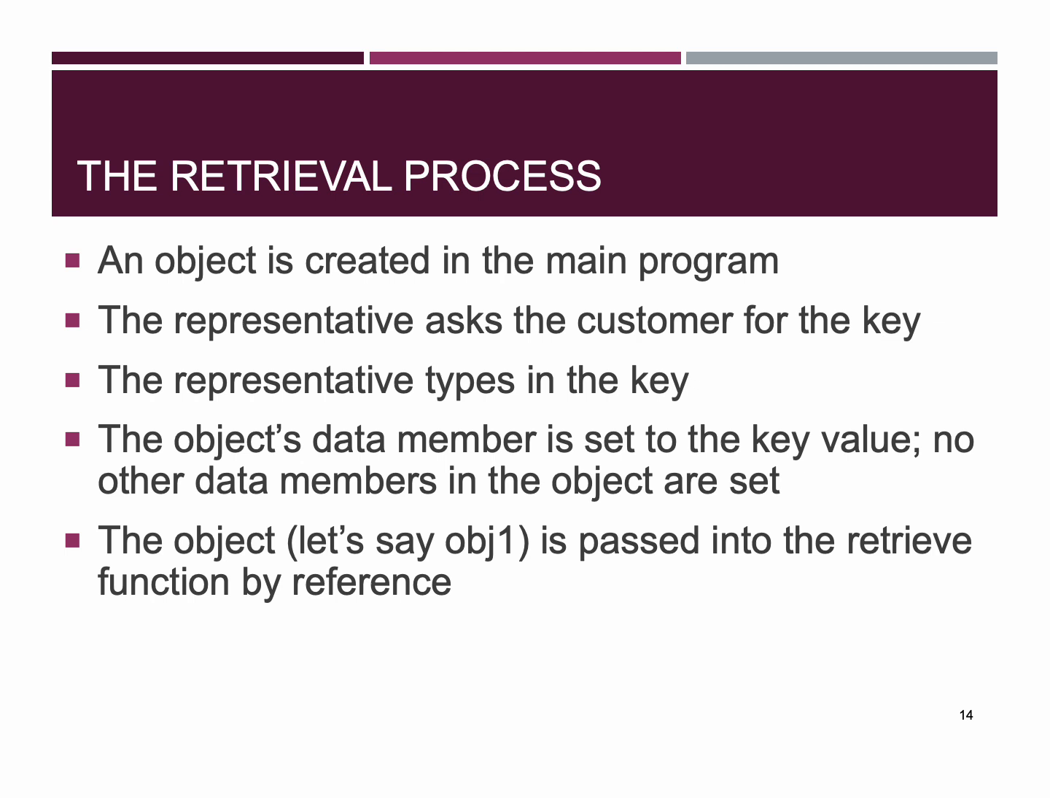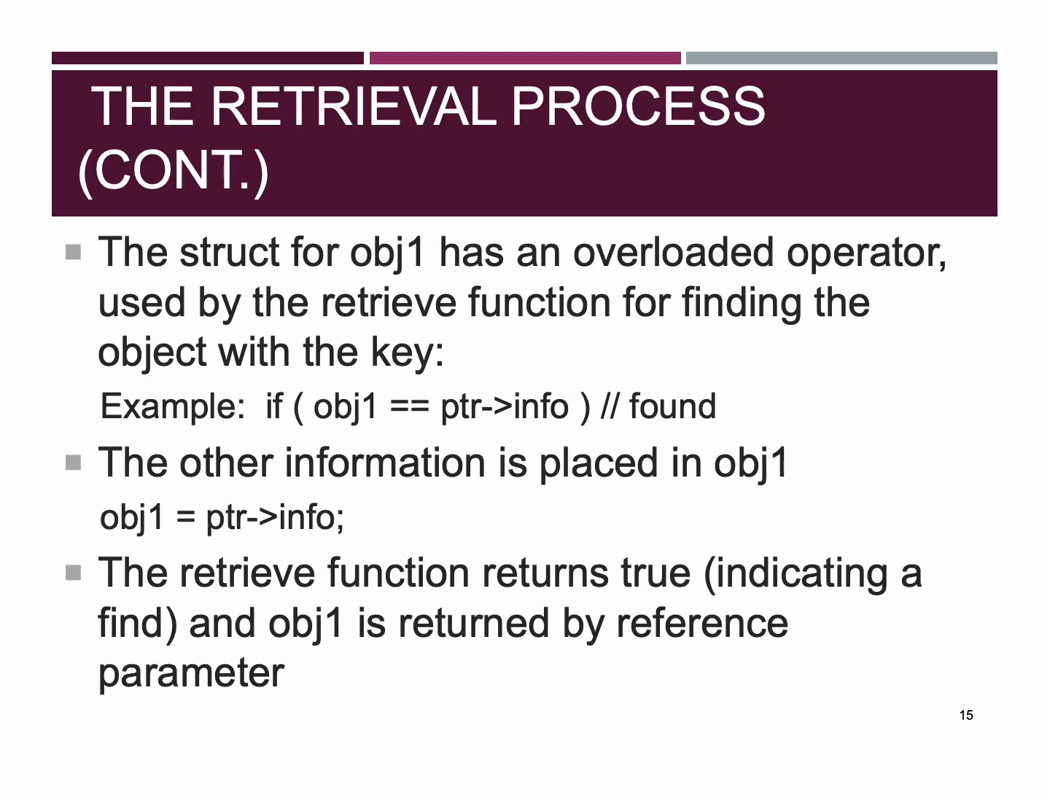So we'll continue it here. The struct for the object, which we were calling object 1, has an overloaded operator. This operator is used by the retrieve function to compare the key we provided with the key of the object in the linked list. For example, we could use a condition like if object 1 equal to pointer info to check if the keys match.